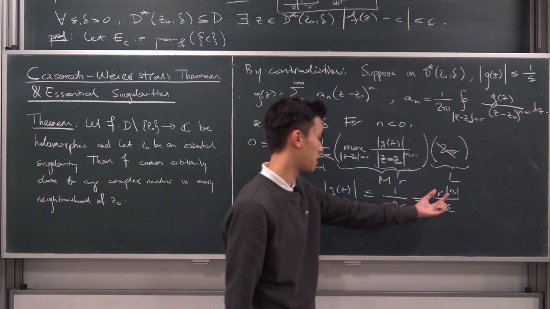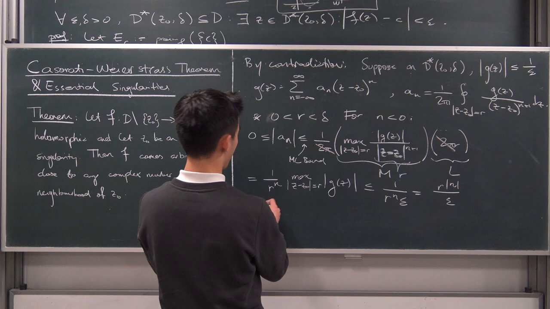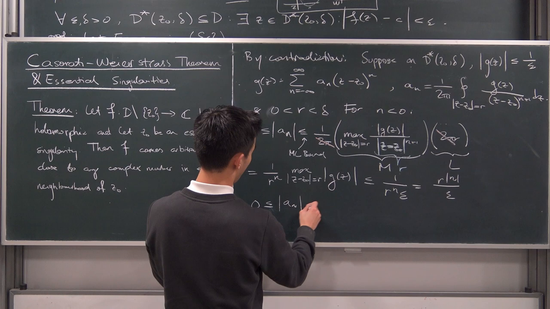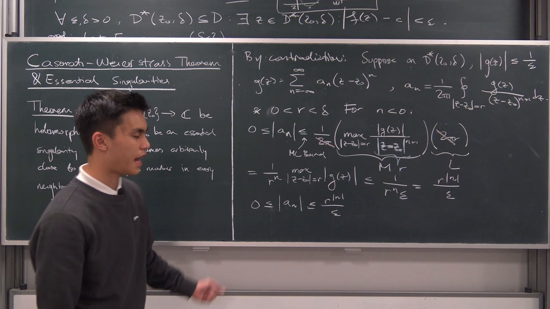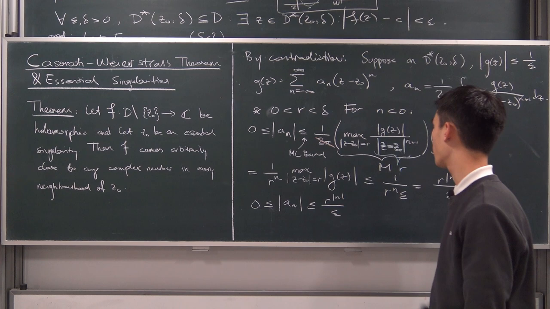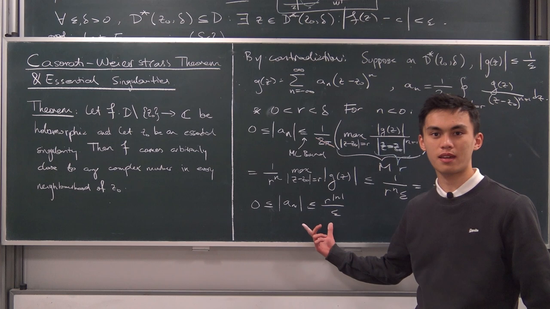Okay, so in particular, what did we show? We just showed that 0 ≤ |a_n| ≤ r^n / epsilon. And here's the thing: this inequality must hold for any value of r we pick, because r is between 0 and delta. This must hold for any and all values of r in this range.